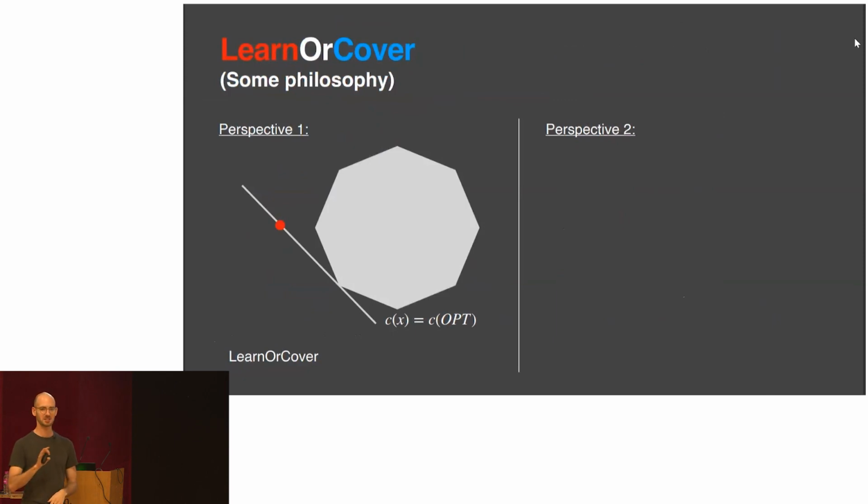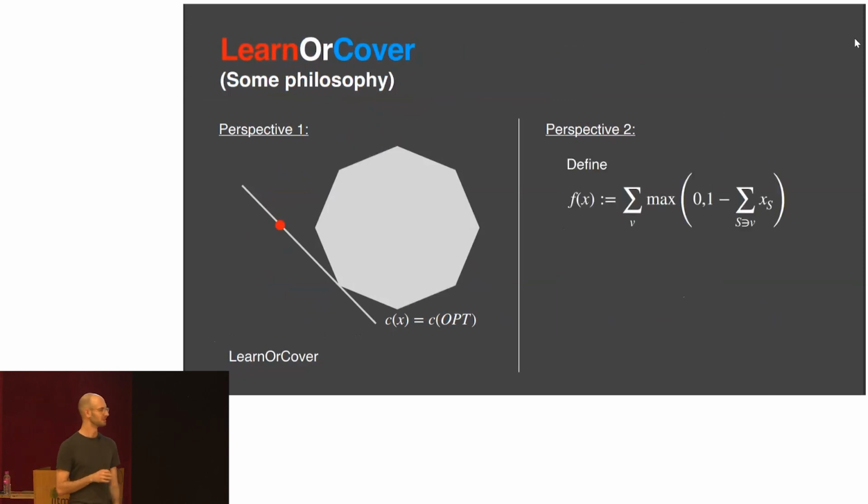Here's another suggestive perspective that I hope one of you will interpret for me. Let's write this function f. f of our solution x is the sum over the elements v of the max of 0 and 1 minus the sum over S containing v of x_S. Stare at this for a sec. This is the fractional uncoverage of my solution, how much I have yet to cover. We want to minimize this function. We want to find a feasible solution x that has this function at 0. Suppose we're trying to minimize f in the smallest number of steps.